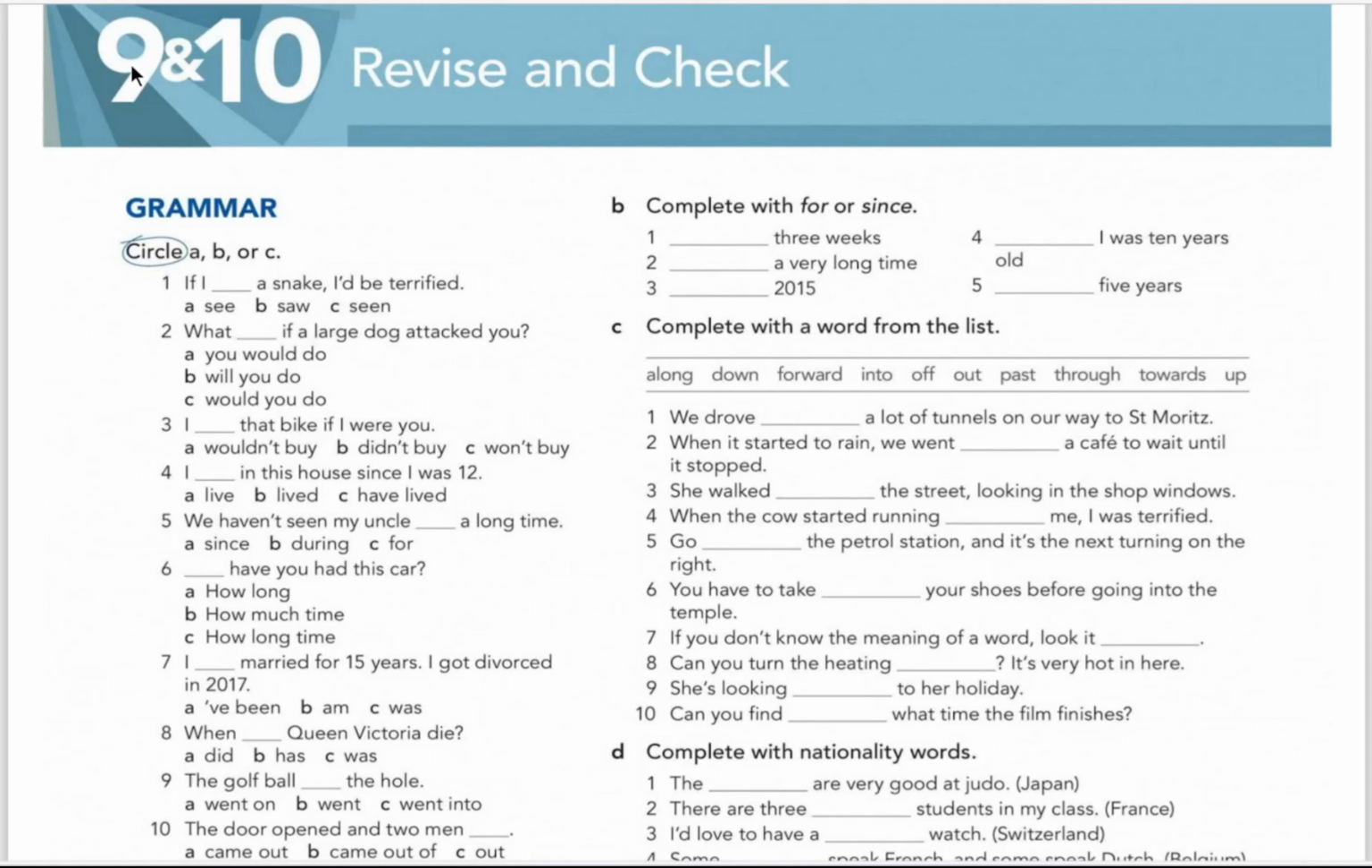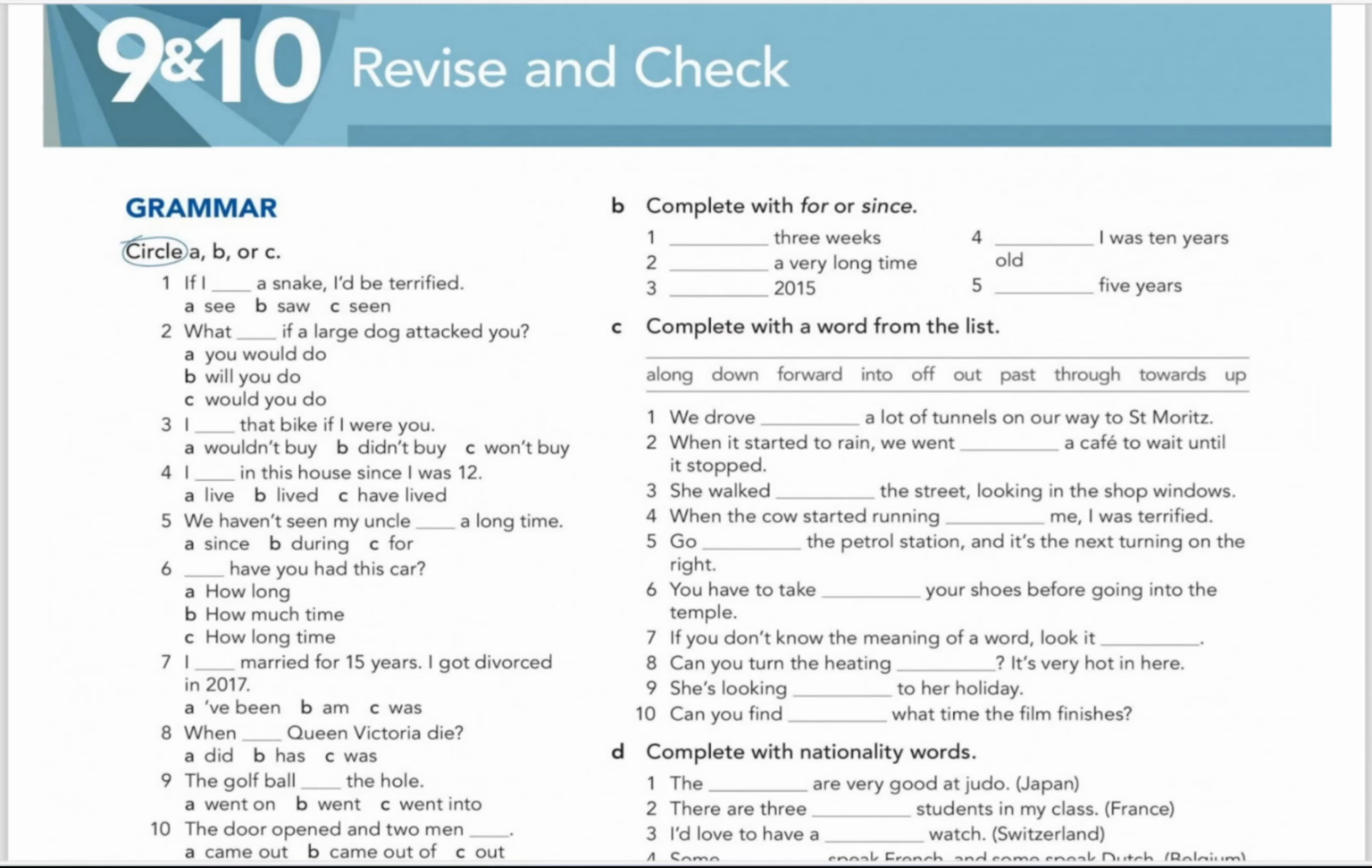9 and 10 revise and check, pre-intermediate level. Let's get started. Grammar. Question number 1. If I a snake, I'd be terrified. So here, I'd be terrified. This is would. I would be terrified.